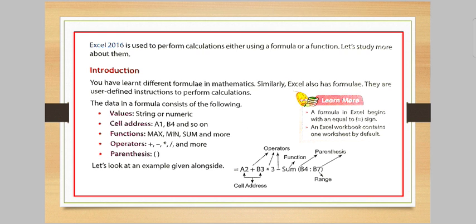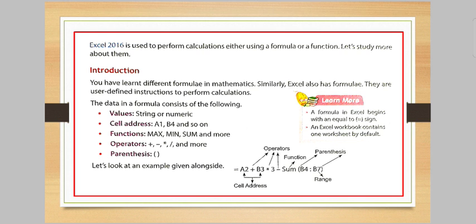We all know that operators are plus, minus, multiplication, division. So A2 is the cell address, plus B2. Next is multiplication sign, operators. Next is 3, minus is an operator. Next is SUM, a function. Next, parenthesis start, B4 to B7. These are called range, B4 to B7. So this is an example of a function.